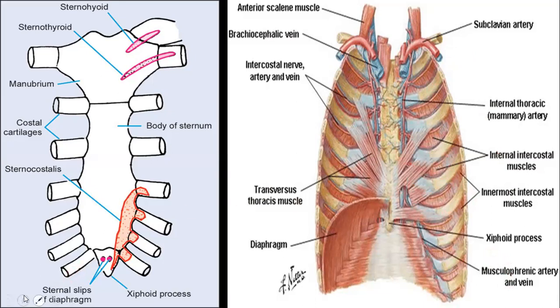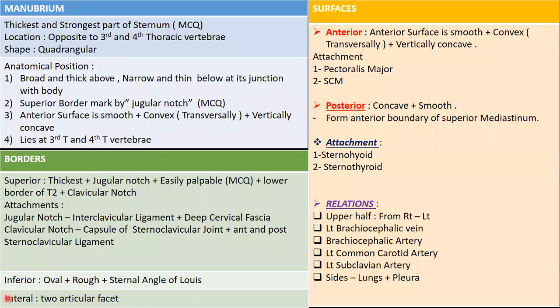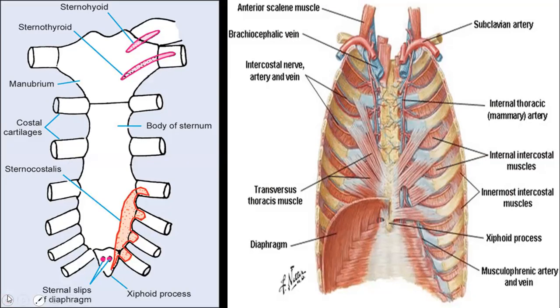So this is the complete thing which we have discussed over here. When we talk about the jugular notches, we say that on the superior border we have a jugular notch. So we have two notches, the jugular notch and the clavicular notch. For the jugular notch, we have the interclavicular ligaments and deep cervical fascia, whereas for the clavicular notch, the attachments are the capsule of the sternoclavicular joint and the anterior and posterior sternoclavicular ligament. These are all given in your Netter's.